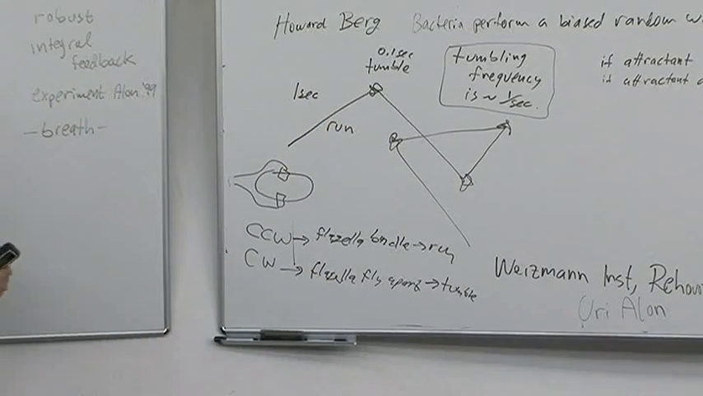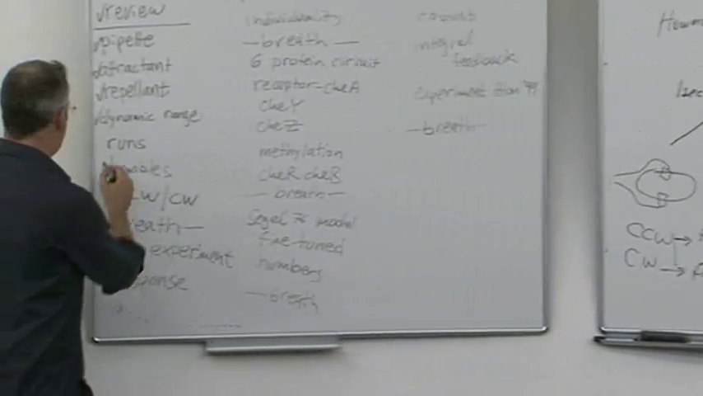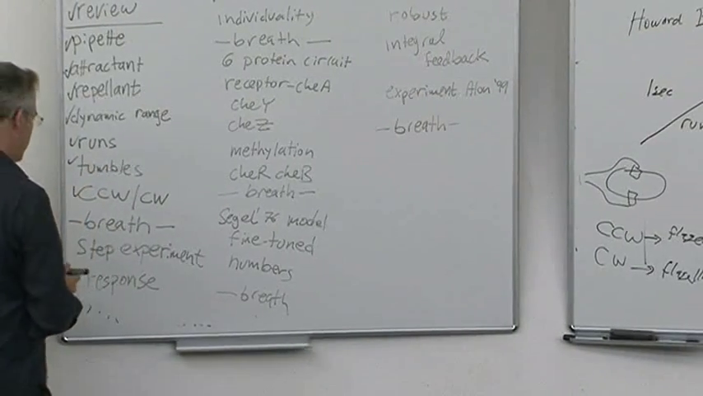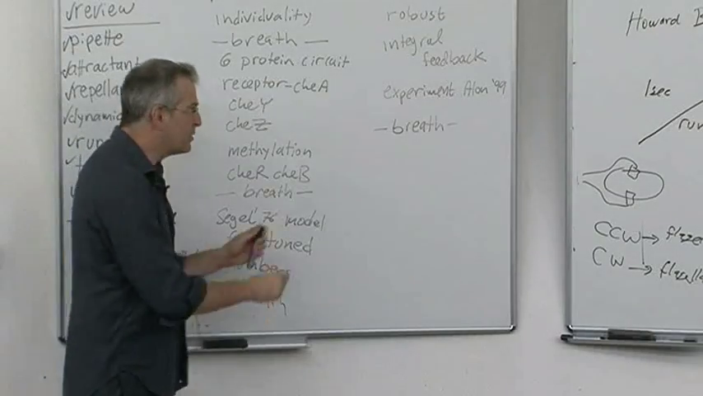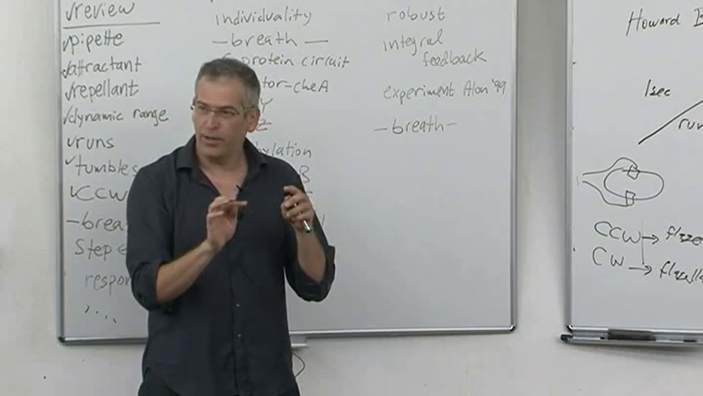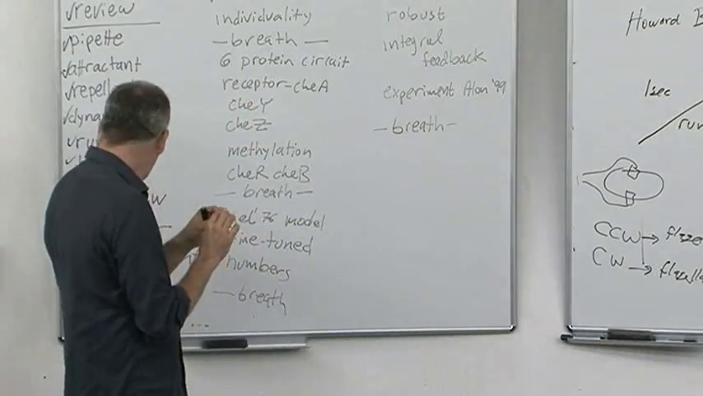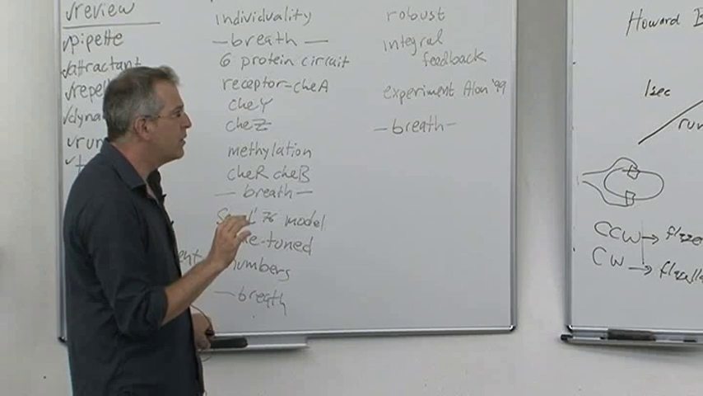All right. Where are we? We covered runs, tumbles, clockwise. Okay, congratulations. We finished the first part, which is understanding the physiology of how they move. And now we're going to move into a, well, not yet.